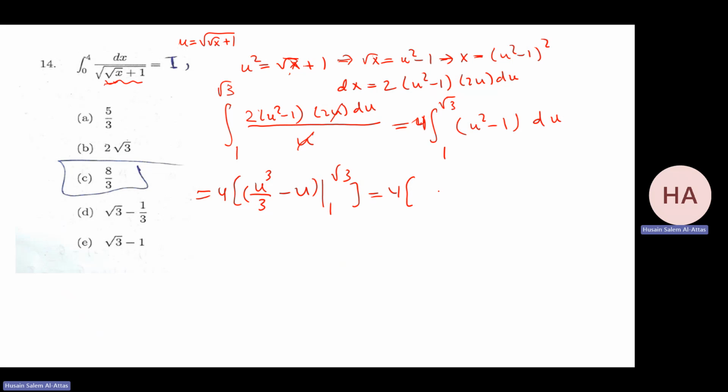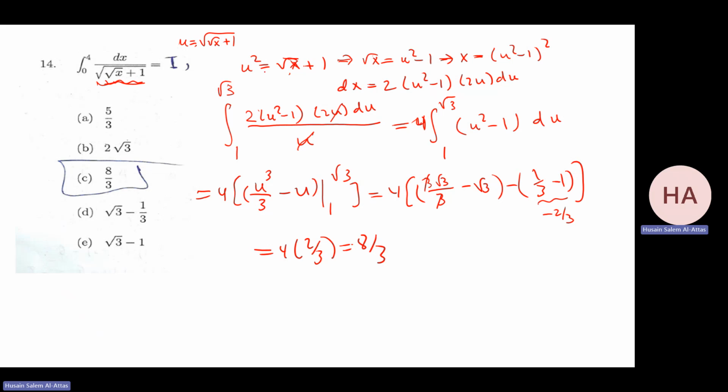It will be 4 times: square root of 3 cubed, that will be 3 square root of 3, over 3, minus square root of 3, minus 1 over 3 minus 1. This will be square root of 3, this is 0. 1 over 3 minus 1 will be minus 2 over 3. That will be 4 times 2 over 3, which is 8 over 3. So this is the trick. I take all of this to be u, so I have u squared, and then the rest is just calculation.